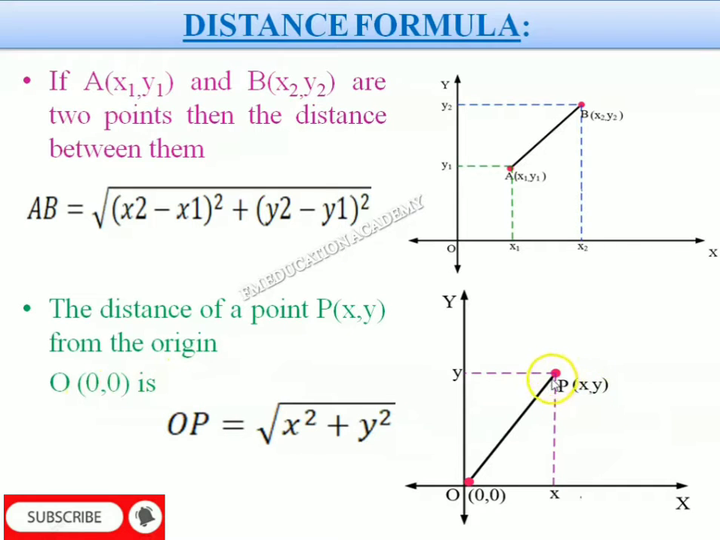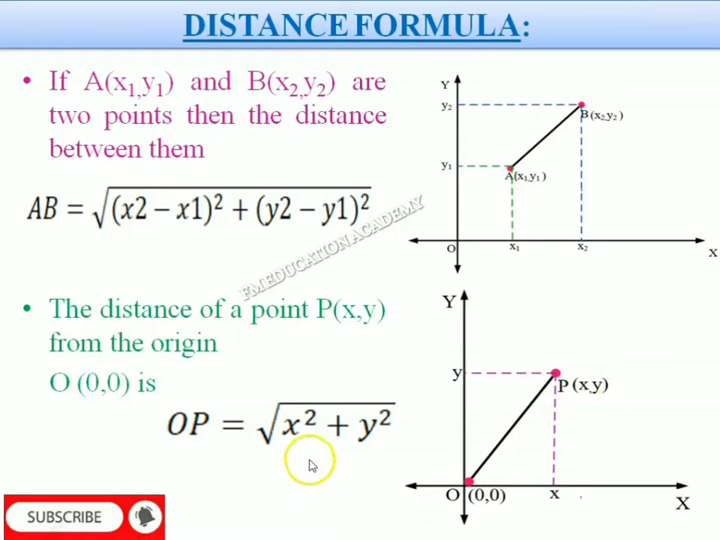Now let us consider that a line is there which is connected to origin O and a point P, x, y. Here also I want to calculate the distance between the point P and the origin O. The distance OP is equals to, we know the general formula, root of x2 minus x1 whole square plus y2 minus y1 whole square. So here I don't have x2 and x1. I directly have x and y in place of x2 and y2. So x minus 0 whole square plus y minus 0 whole square.